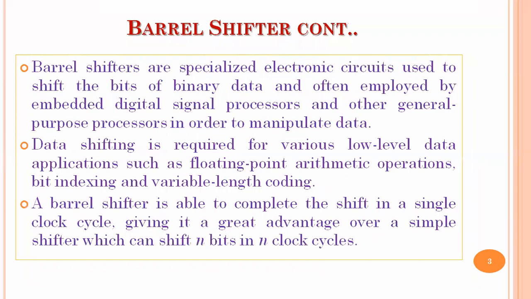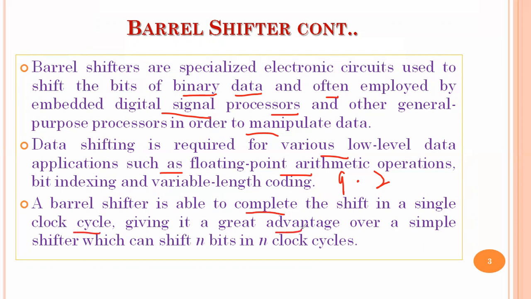These are specialized electronic circuits that work only on binary data, and are often employed by embedded digital signal processors (DSPs) and other processors to manipulate data. They are required for various low-level data applications such as floating point arithmetic operations. Floating point means decimal point arithmetic operations, like 9.2, 10.23, 40.64. A barrel shifter is able to complete the shift in a single clock cycle.